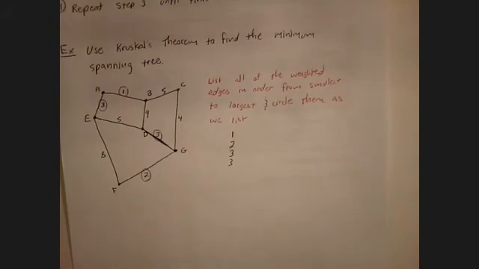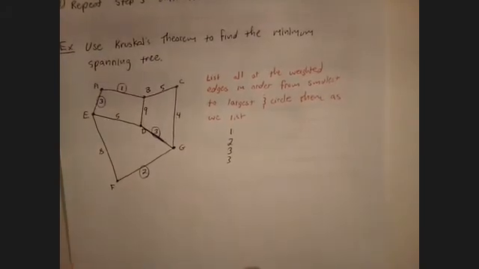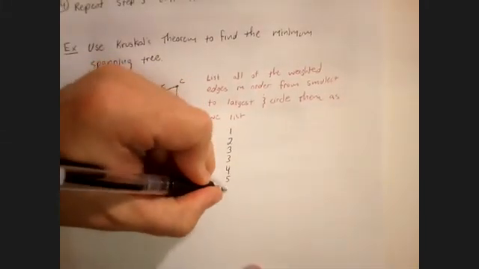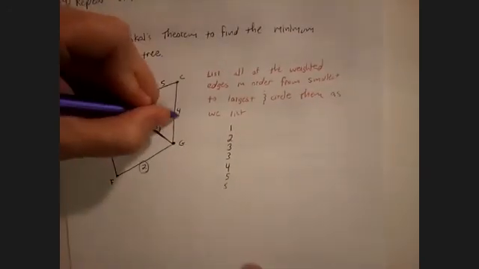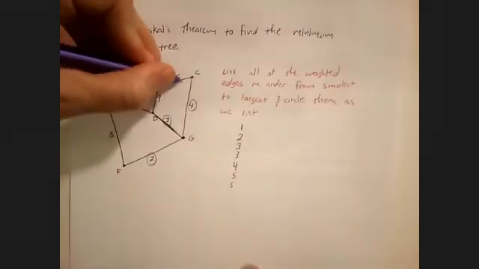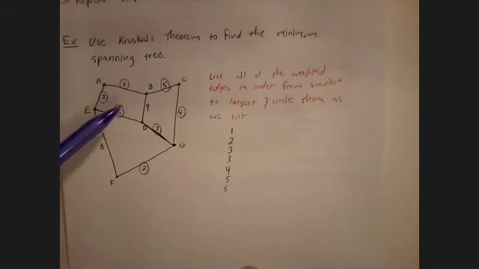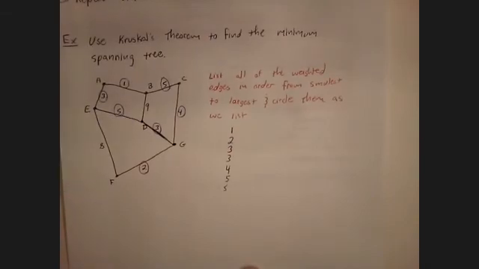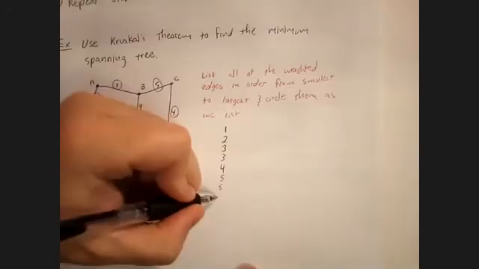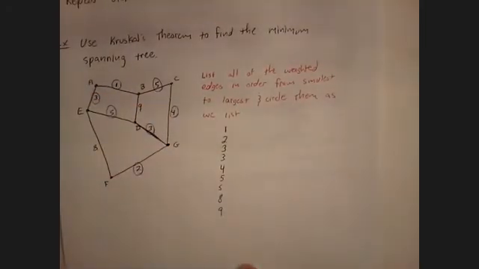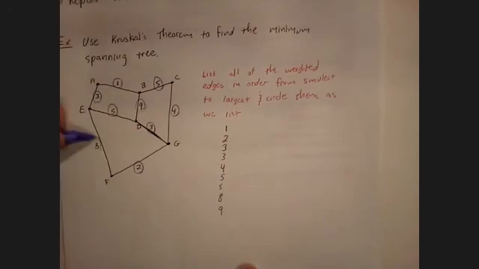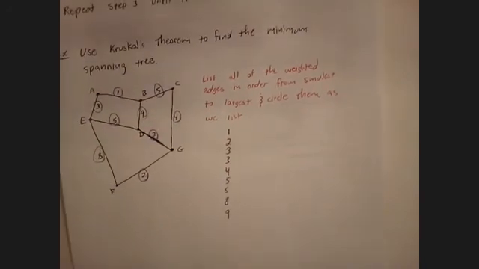Then we got a 4, 2 5s. The next ones I got are 8 and a 9. So let me write those out, 8, 9. I'm going to circle them because I've taken care of them.